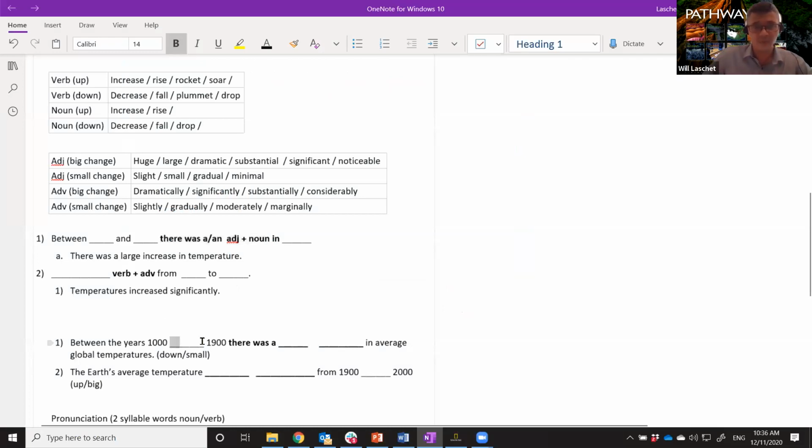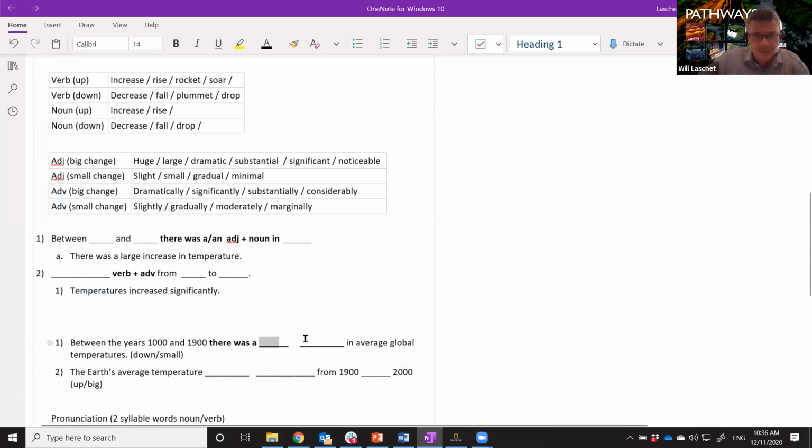Actually, can you help me here? Which word shall I put in here? Between, so we've got the word between, which word shall I put there? Yeah, and, okay, that's right. And I want to highlight this because this is a very common mistake in English. People get confused between "between and" and "from to".